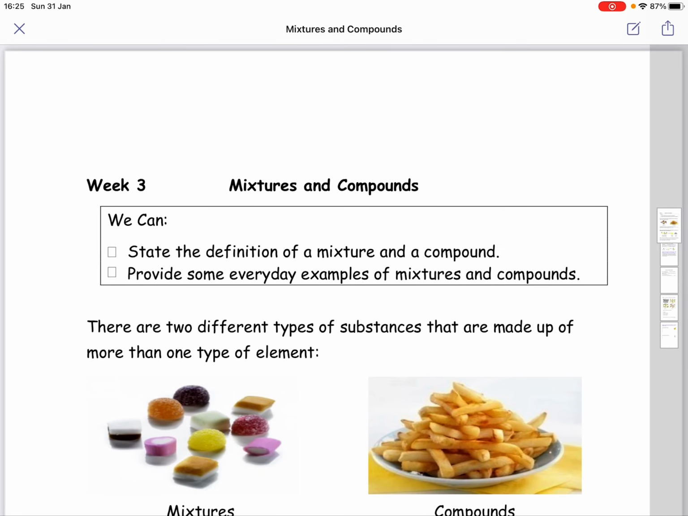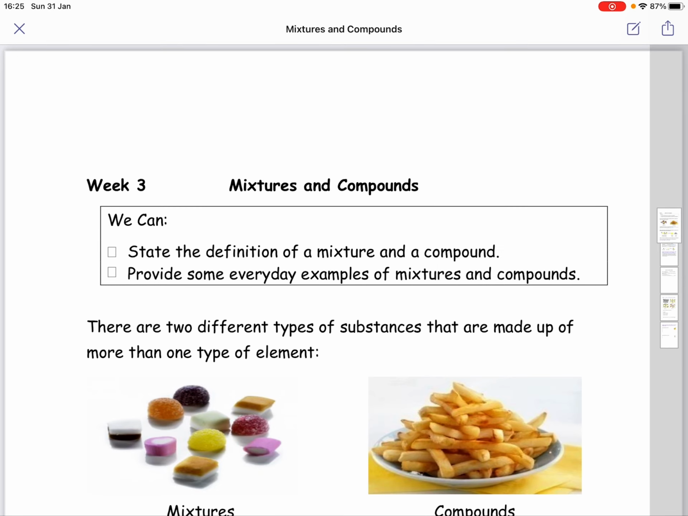But what if it's not an element then? Because obviously we've had a look at our periodic table and that's not got everything in it. There's materials like plastic and wood that aren't in the periodic table. So what category do they come under?